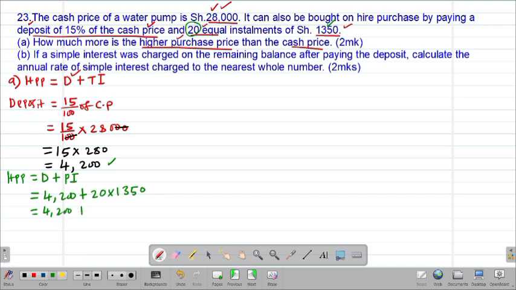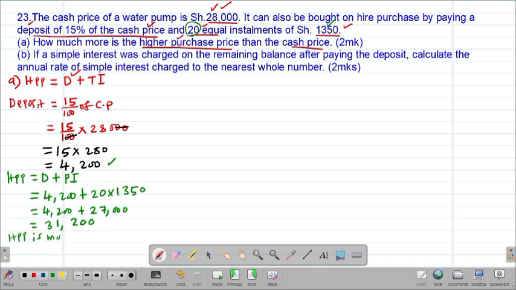So this will be equal to 4,200 shillings, plus, if you take 20 multiplied by 1,350, your calculator will give you a total of 27,000 shillings. So if you take 4,200 plus 27,000 shillings, you're going to get 31,200 shillings. So that will be the total hire purchase price. Now, part A wanted us to find how much more is the hire purchase price than the cash price.